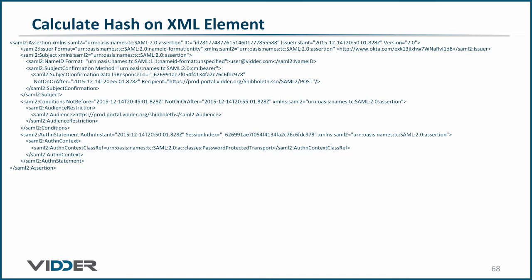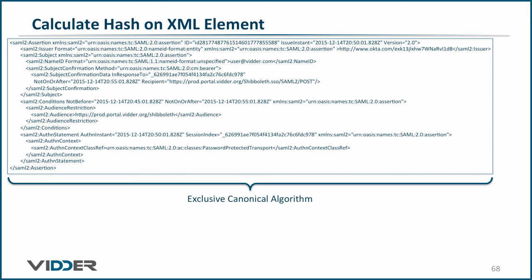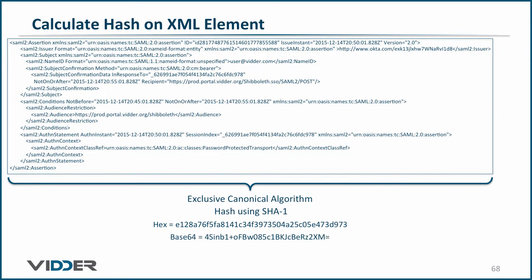And we want to prove the integrity of this assertion, so we will apply some algorithms to this block of characters. We begin by applying the exclusive canonicalization algorithm. This defines how to treat whitespace, end-of-line characters, and non-UTF-8 encoded characters, among other things. Then, we will hash that result. In this example, we will use the SHA-1 algorithm. This will produce this hexadecimal value, which we will convert to base64, and then save for later use.